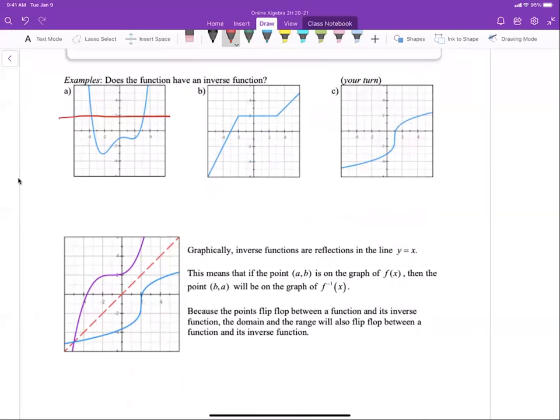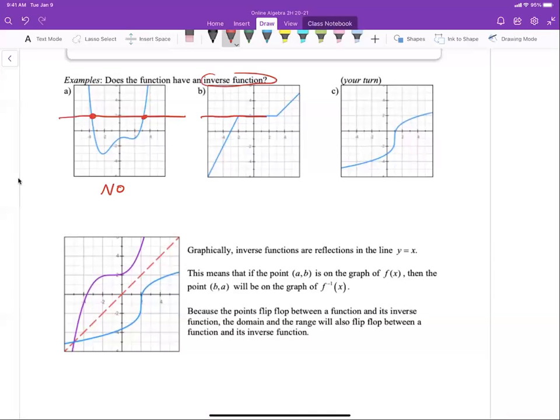Graphically, I can draw a line and I see that I can cross that function more than once. So my horizontal line shows that I have crossed that function more than once. That means the inverse function will not pass the vertical line test, because horizontal lines become vertical lines on inverse functions. So does this have an inverse function? No, because it did not pass my horizontal line test.